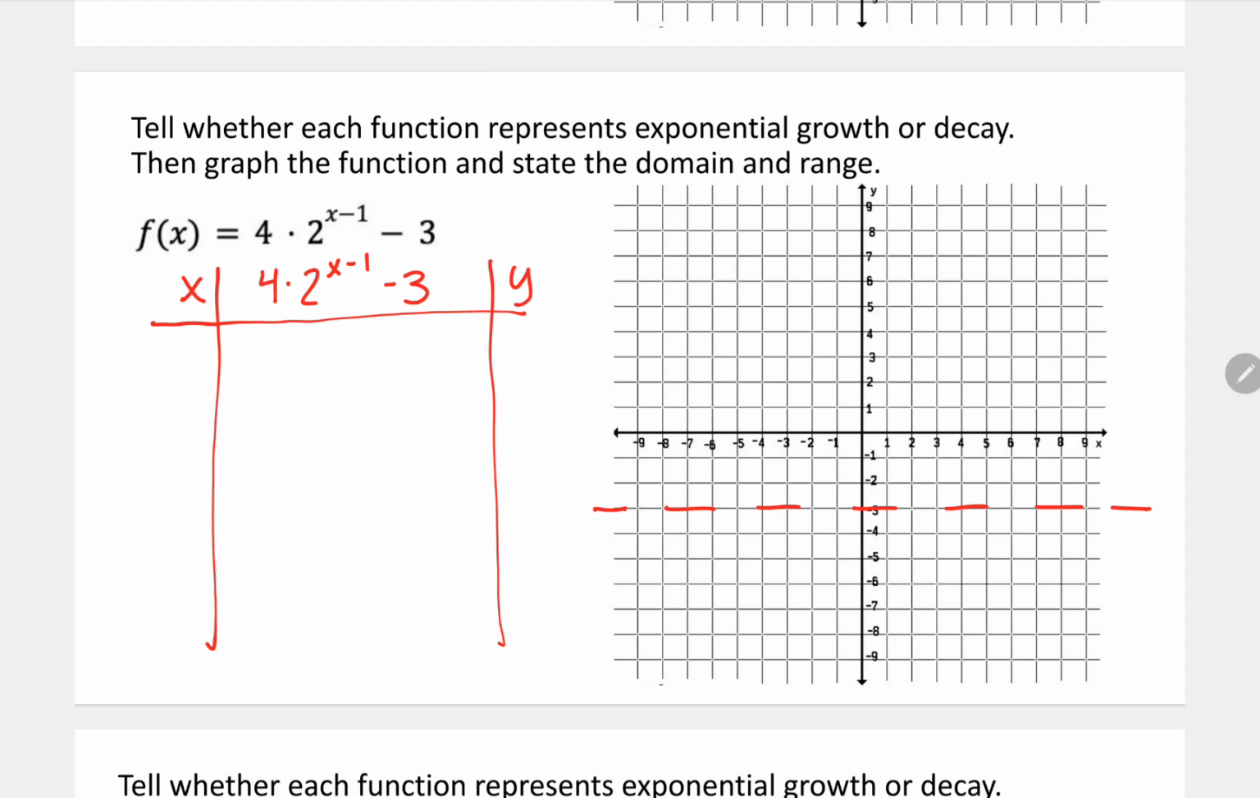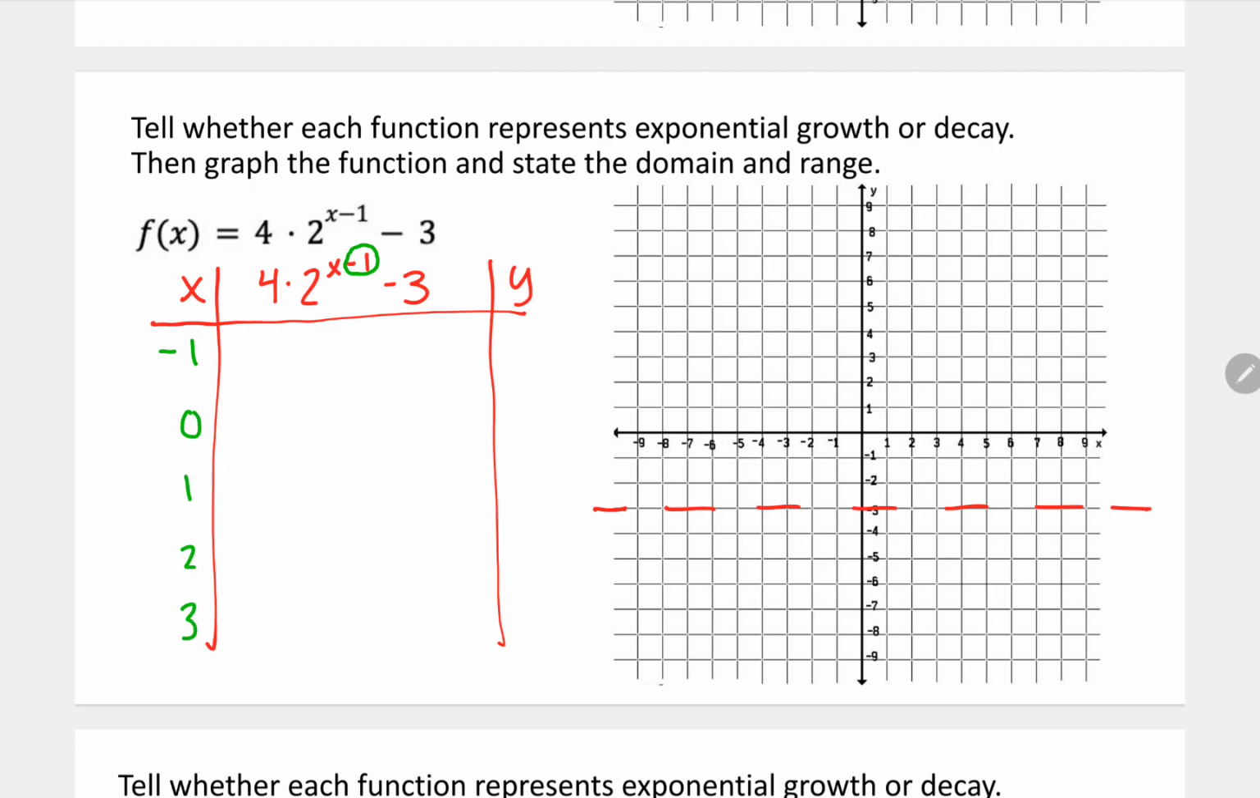And if I forgot to mention, this is exponential growth because our base is 2, and that's bigger than 1. And again, we can go ahead and plug in all of our normal points, -2, -1, 0, 1, and 2. Sometimes, though, if we're moving the graph to the right or to the left, I plug in slightly different numbers. Like if we're going to move this graph to the right one, I'm going to move all of the normal points I plug in to the right one.